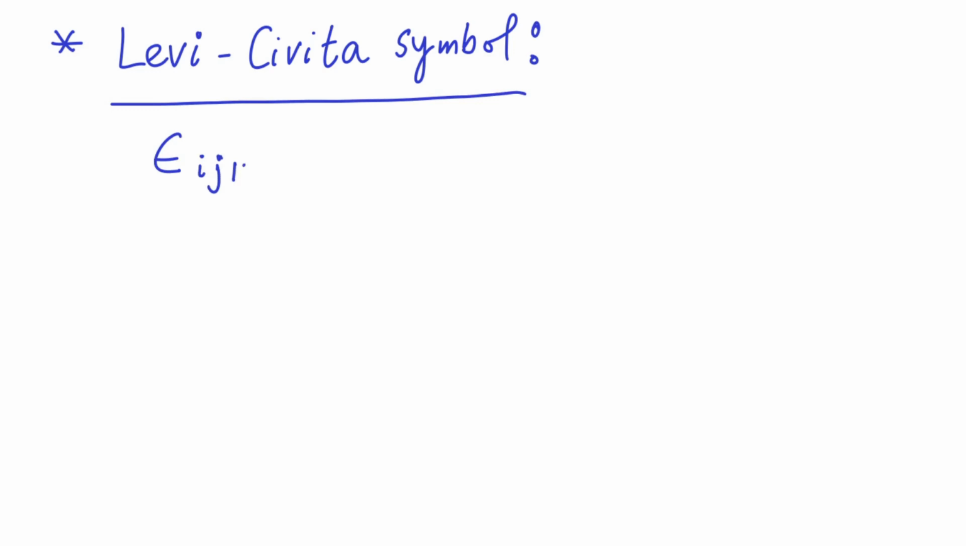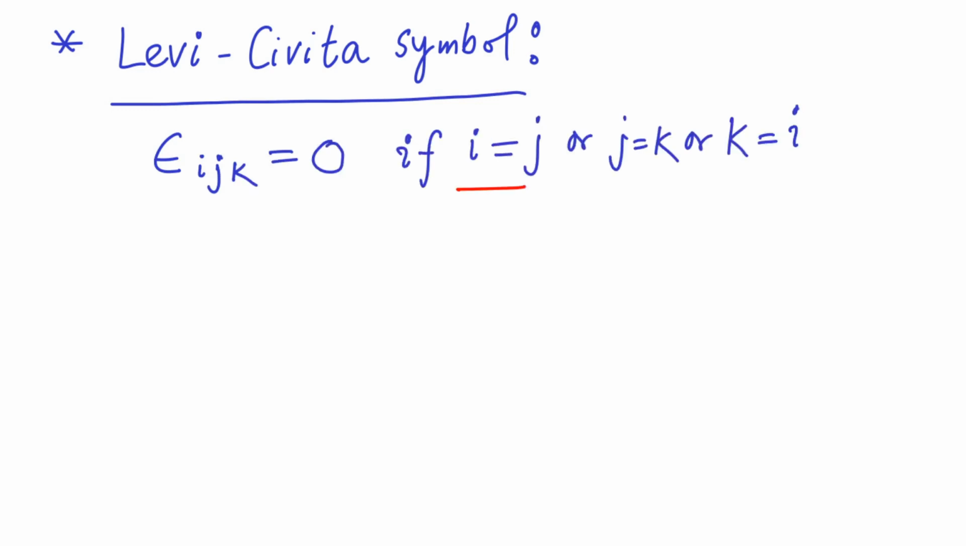The Levi-Civita symbol epsilon ijk is defined to be 0 if either i equals j, or j equals k, or k equals i. In other words, if any two indices of the Levi-Civita symbol epsilon ijk are repeated, then it is 0.